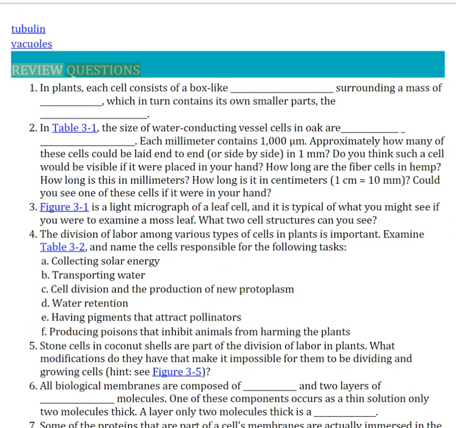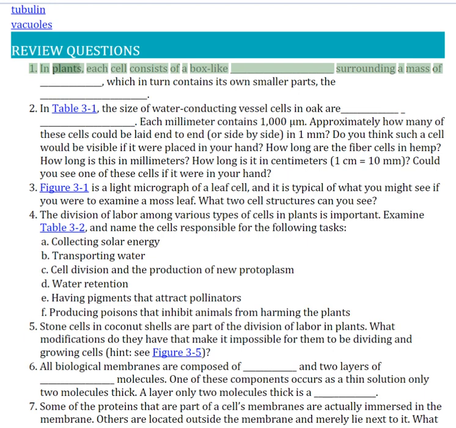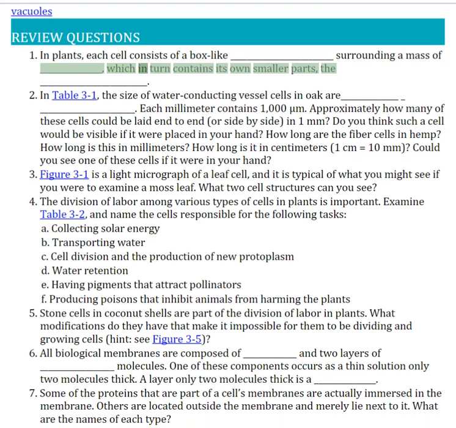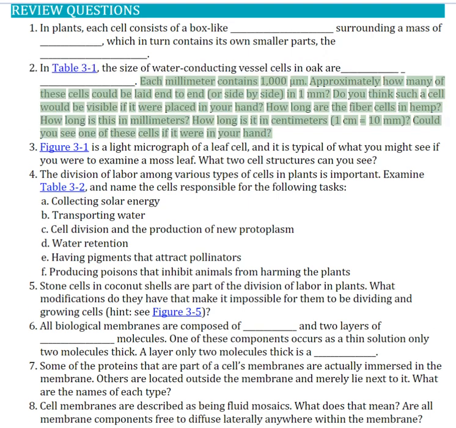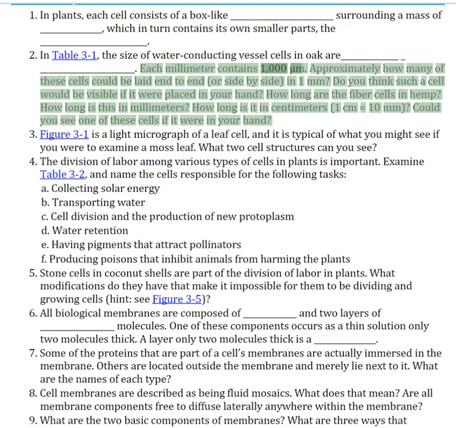Review questions. 1. In plants, each cell consists of a box-like ___ surrounding a mass of ___, which in turn contains its own smaller parts, the ___. 2. In Table 3.1, the size of water-conducting vessel cells in oak are given. Each millimeter contains 1,000 micrometers. Approximately how many of these cells could be laid end to end in 1 millimeter? Do you think such a cell would be visible if it were placed in your hand?